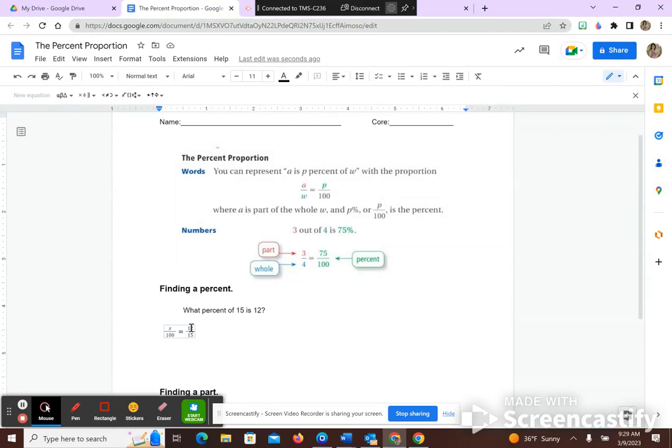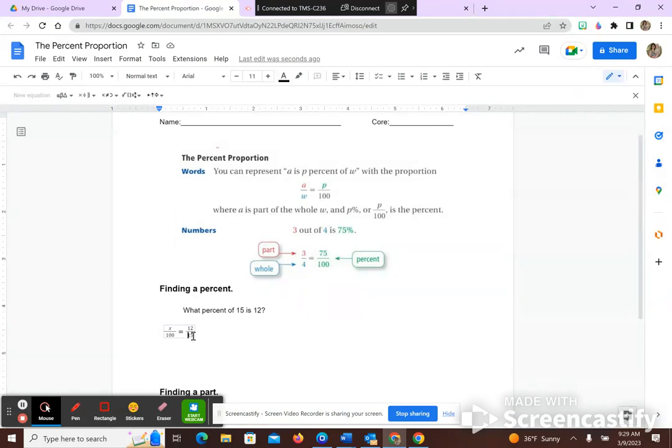I think in all these problems, the hardest part is setting it up and knowing where to put the variable. Do you put the variable on top of the 100? Do you put it on top of the other ratio or on the bottom of the other ratio? And when you're finding what percent, the variable goes on top of the 100. How do I solve this now that I have it written, Yusuf? How do I solve it?